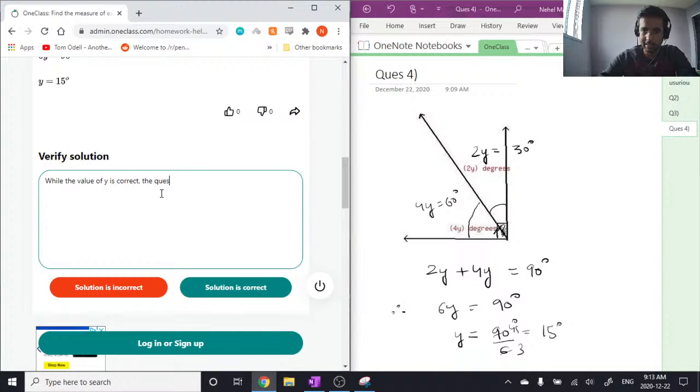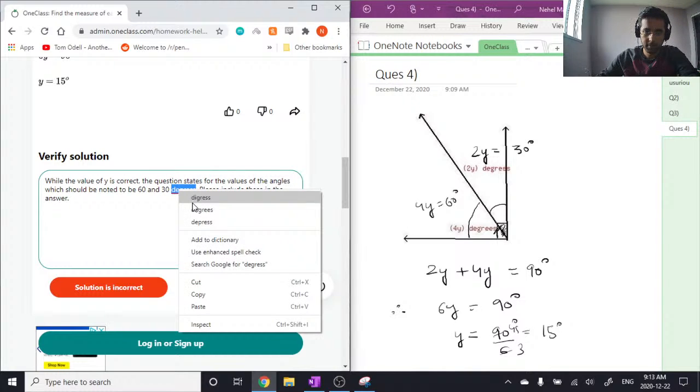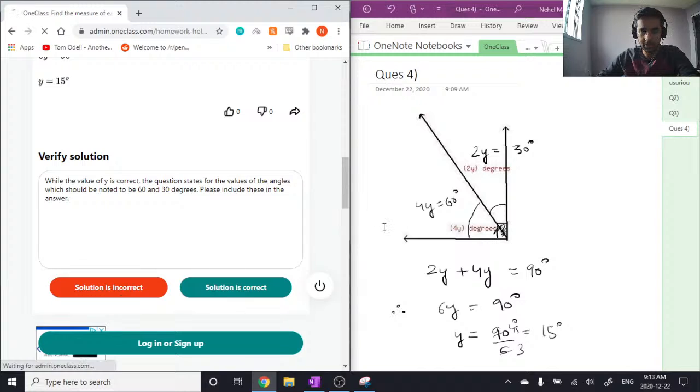So while the value of y is correct, the question states for the values of the angles, which should be noted to be 60 and 30 degrees. Include these in the answer. Alright, so I'm going to mark this one as incorrect.